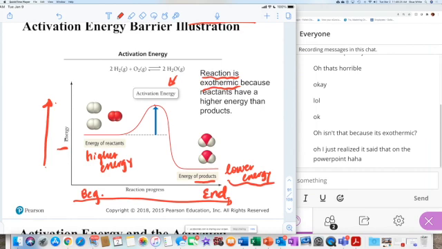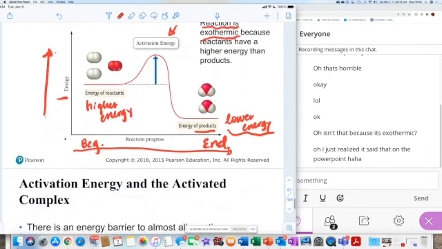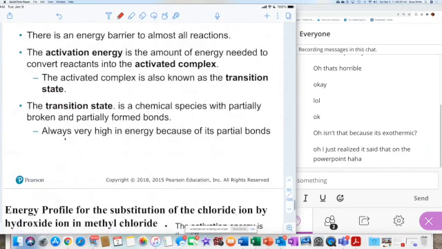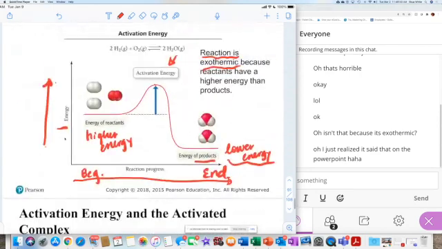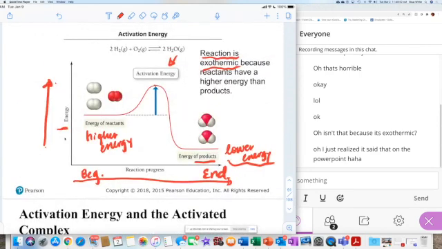Very good. So you want to be able to interpret an exothermic or endothermic reaction given this energy profile diagram, right? And then of course you have your activation energy barrier. We're told here the activation energy, once again, is the amount of energy needed to convert reactants into the activated complex. Now, I have to define what the activated complex is.